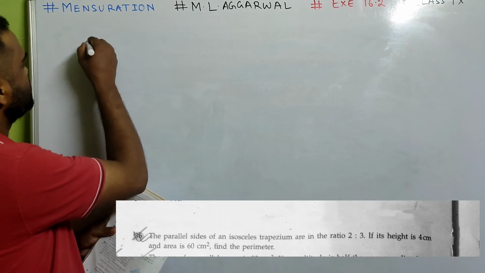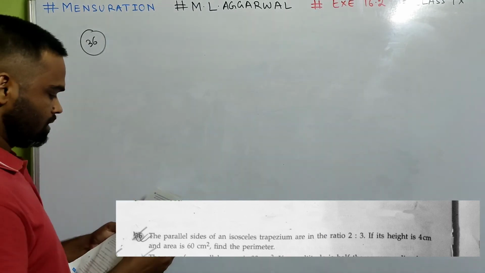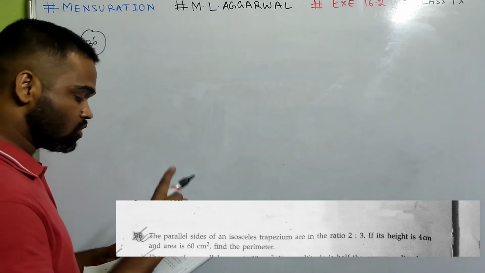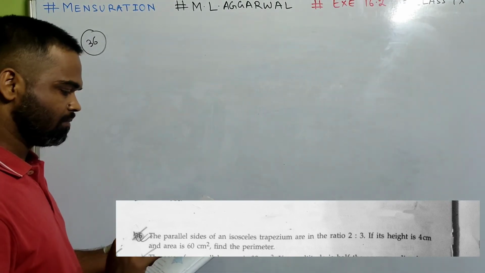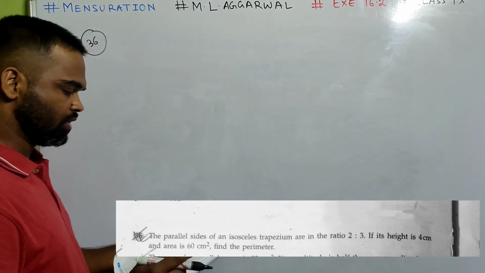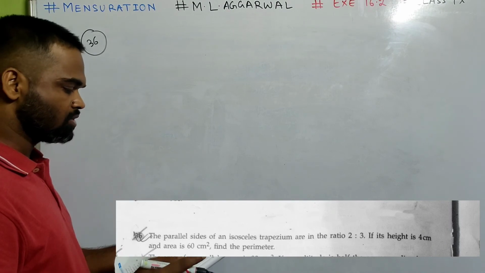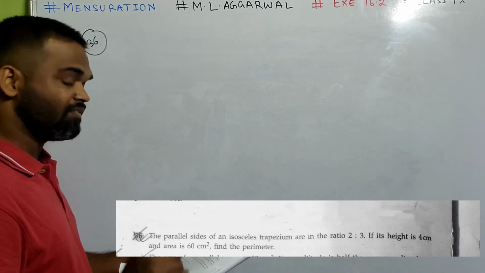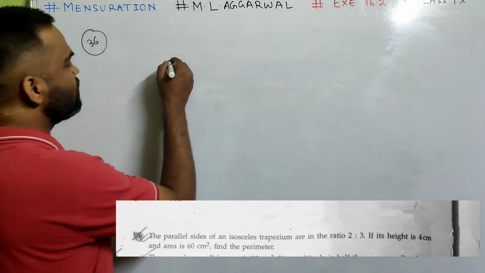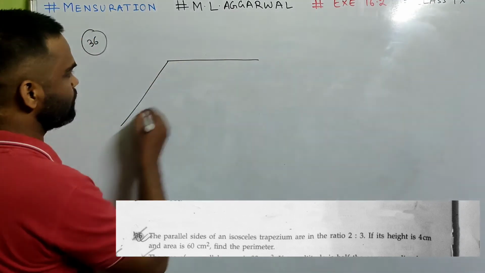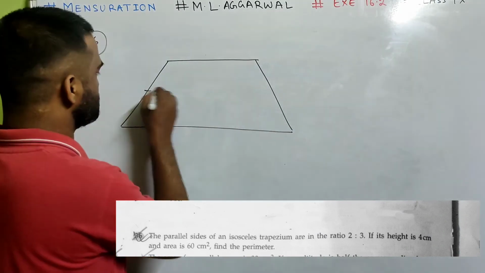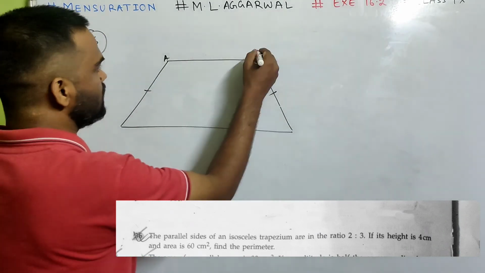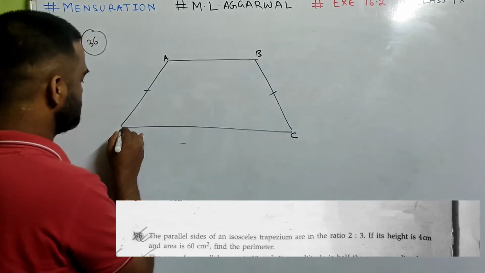Now 36, look over here. The parallel sides of an isosceles trapezium, which means the non-parallel sides are equal in length, are in the ratio 2:3. If the height is 4 centimeter and the area is 60 centimeter square, find the perimeter. I'll first draw the diagram. Look over here. This is your isosceles trapezium. This side and this side are equal. A, B, C, D.